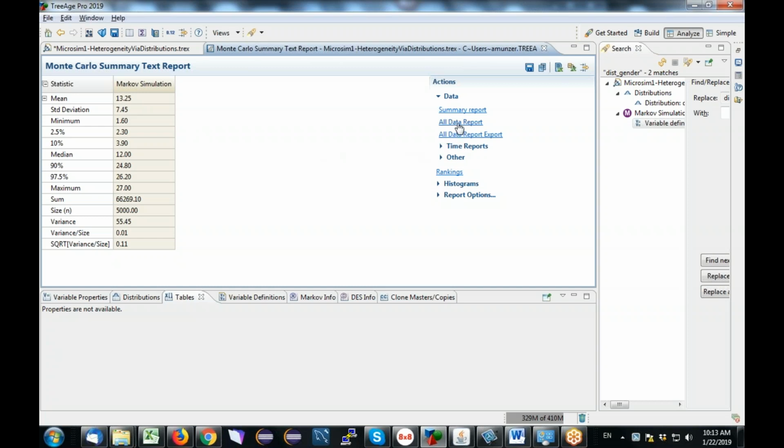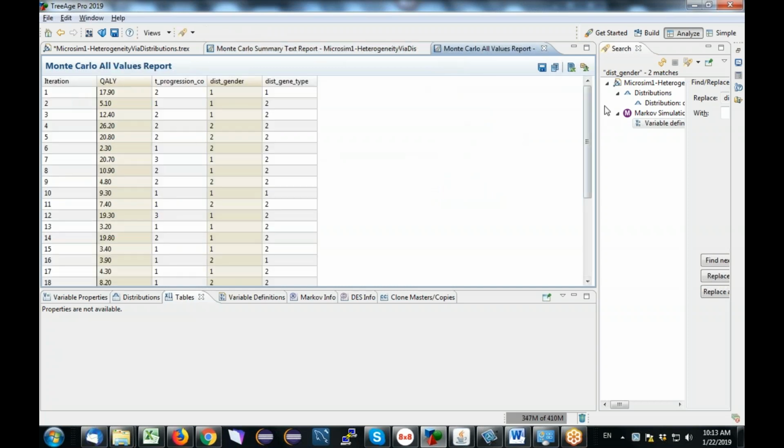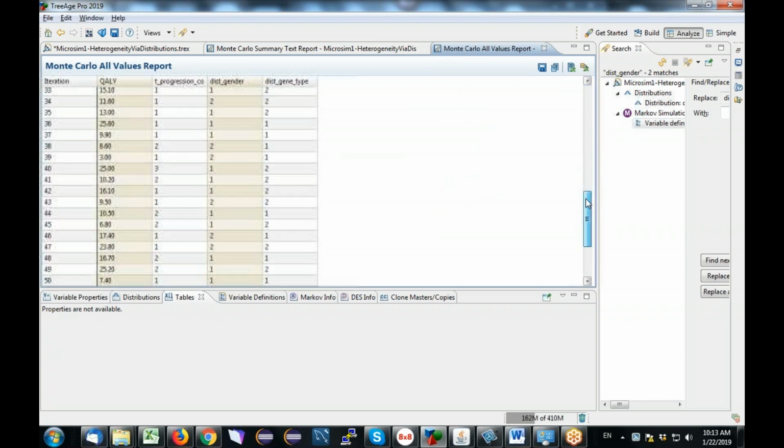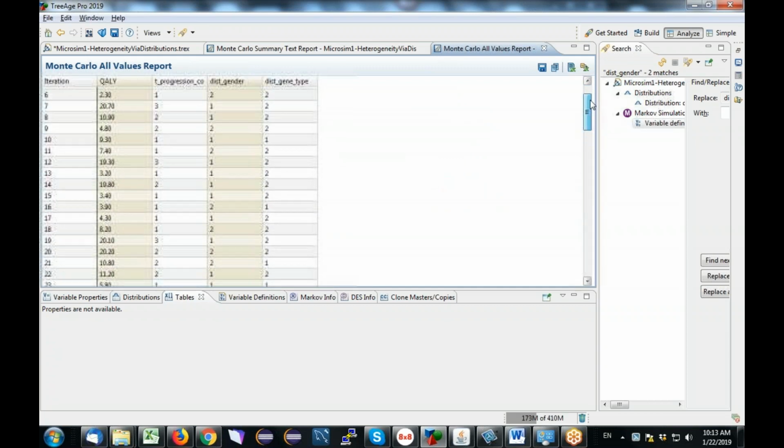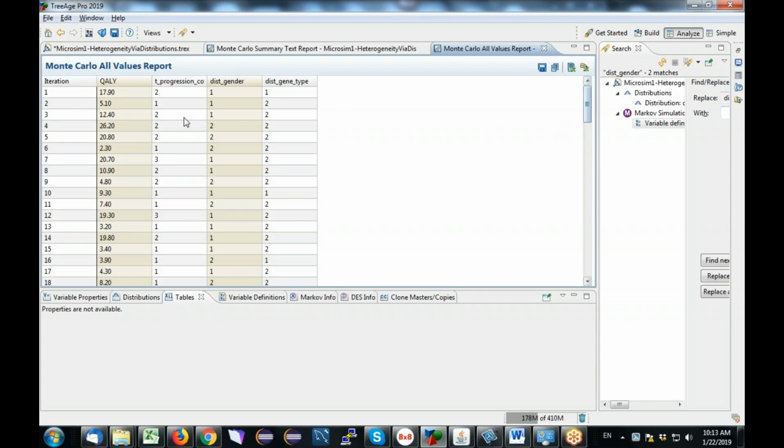But what I've really done is I've run 5,000 patients through, right? And they all experience a different quality. So they had a gender, they had a gene type, and that person got this quality. Now, somebody else with the same gender and gene type is going to have a different experience, right? Because they're all doing a random walk simulation through the model. So just because the characteristics are the same doesn't mean the experience will be the same. But the experience is affected by these characteristics. So I wanted to show you that.